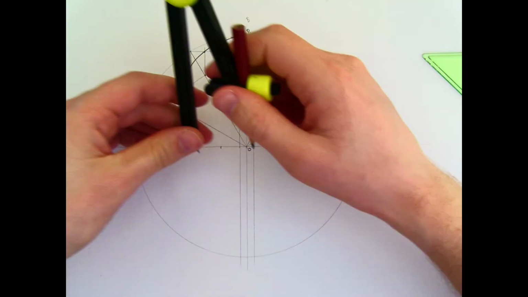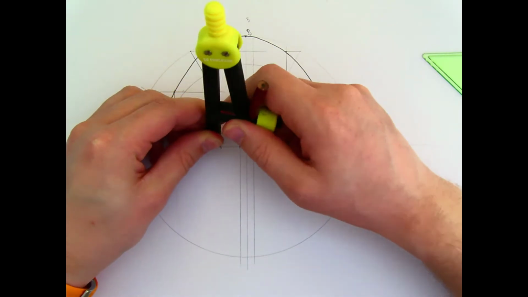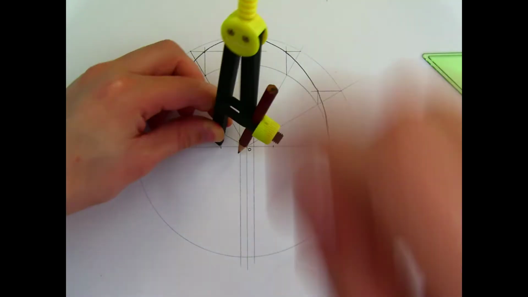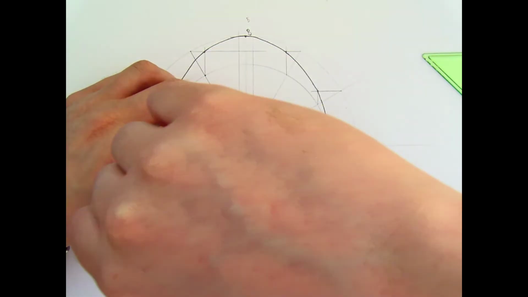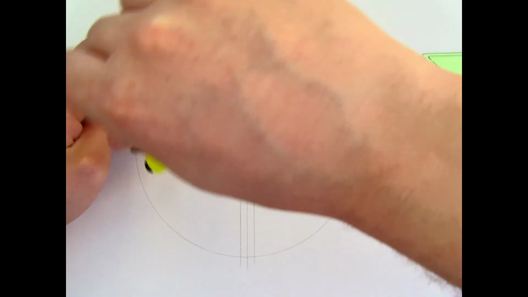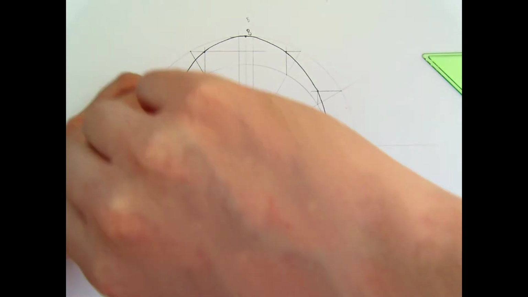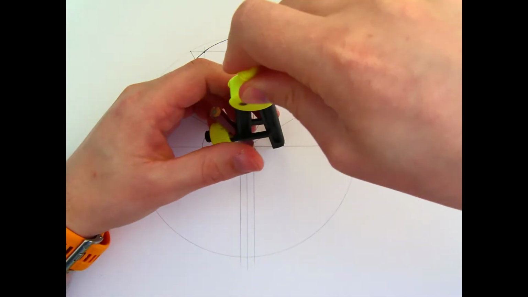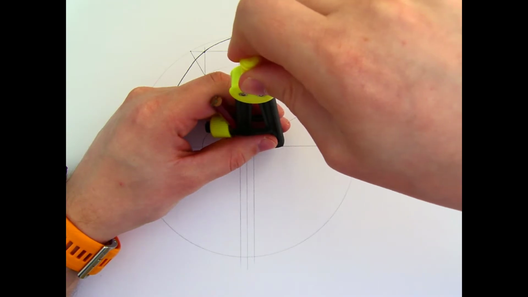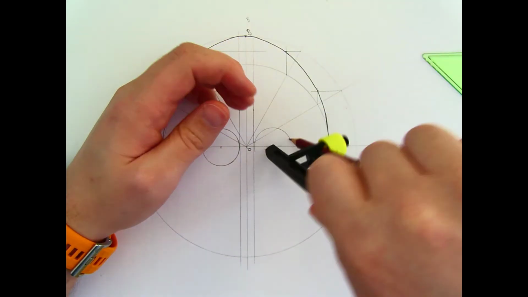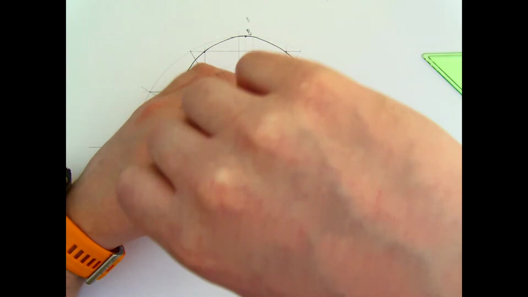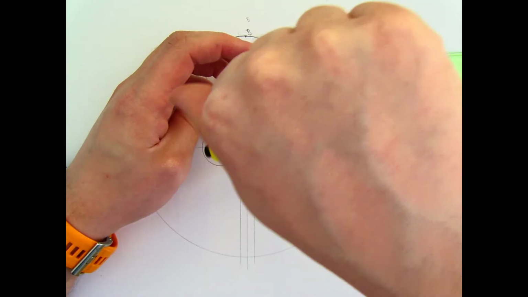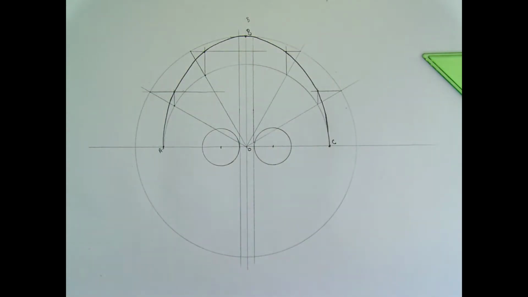So I can now draw my two eyes, the two eyes of Darth Vader, set it to 14 millimeters, and we can draw in the eyes. So 1, 1 and 2. So the two eyes are drawn in there.